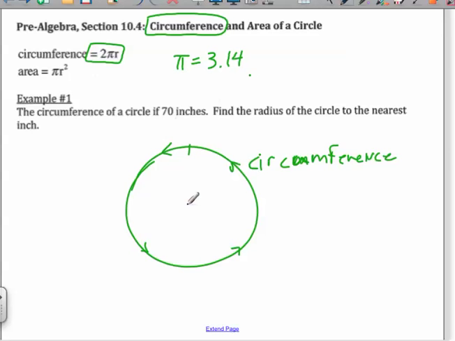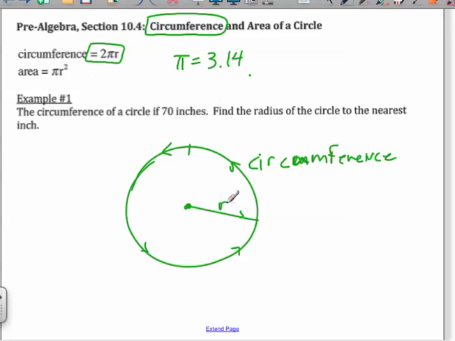And guys, the radius is the distance from the center of the circle to the outer edge of the circle. That is the radius. Now, a circle is a collection of all the points that are the same distance from the center. That's what a circle is. That's how we define it. And the distance from the center to the outer edge is called the radius.